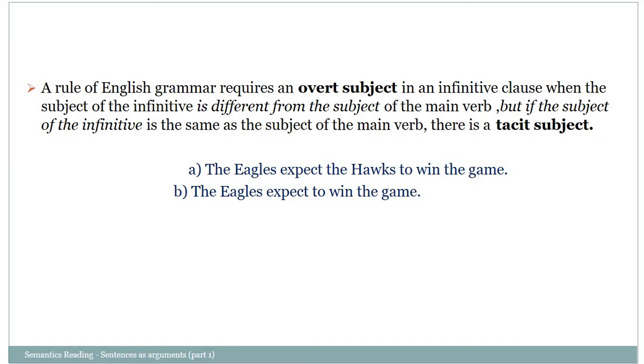A rule of English grammar requires an overt subject in an infinitive clause when the subject of the infinitive is different from the subject of the main verb. So if the subject of the main sentence is different from the infinitive clause's subject, then we have to use an overt subject. Overt here means a clearly stated, written subject. But if the subject of an infinitive is the same as the subject of the main verb, there is a tacit subject. Here tacit means a hidden, not written, not clearly stated subject.